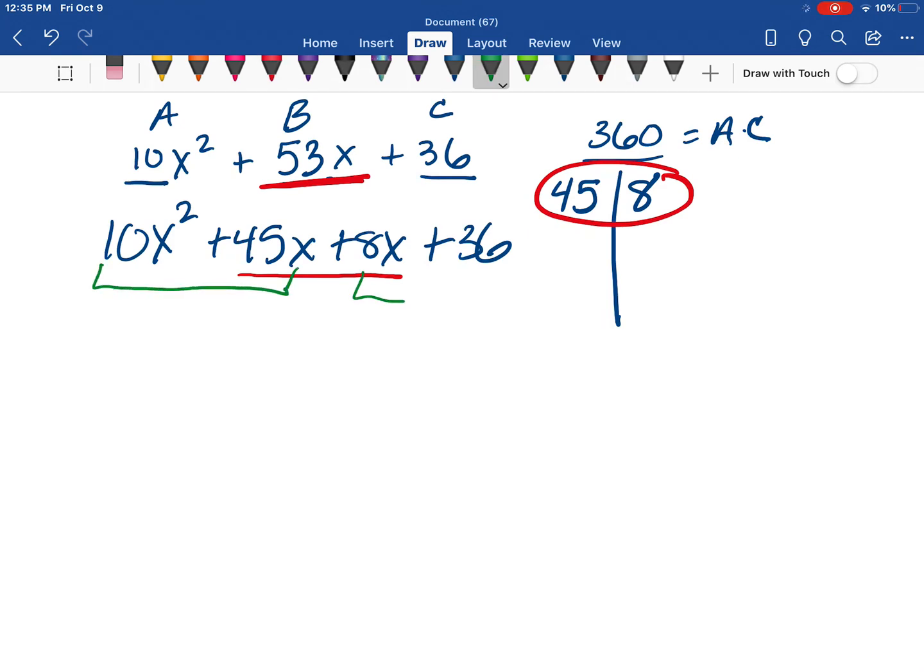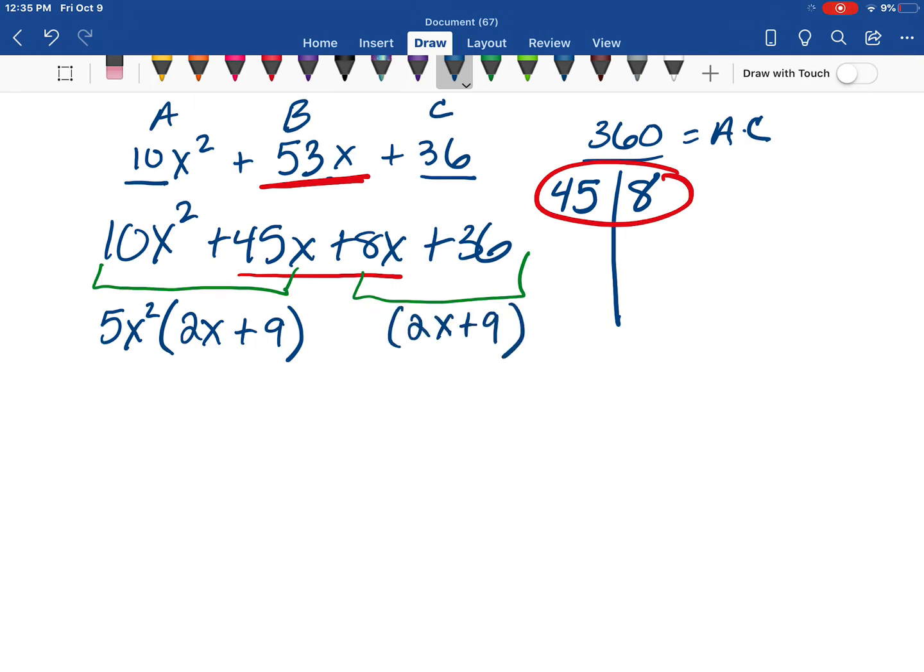So now we can use grouping. I'm going to group the first two terms together and the last two terms together. When I group the first two terms together and factor, I can factor out a 5x squared, and what's left over is 2x plus 9. Now I want to make sure when we use grouping that my second parentheses is exactly the same as the first. So I've got to figure out what I would put in front of that second set of parentheses to multiply by 2x plus 9 to get 8x plus 36. In order to get 8x plus 36, this would have to be a positive 4.